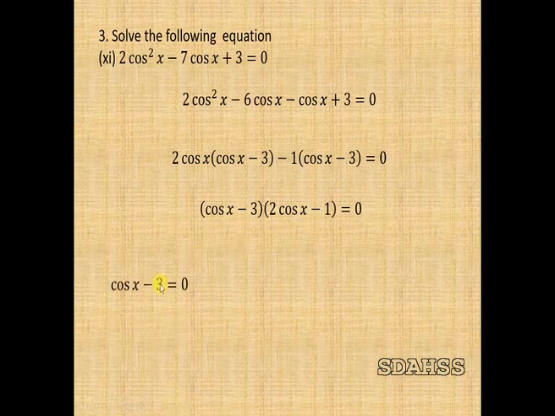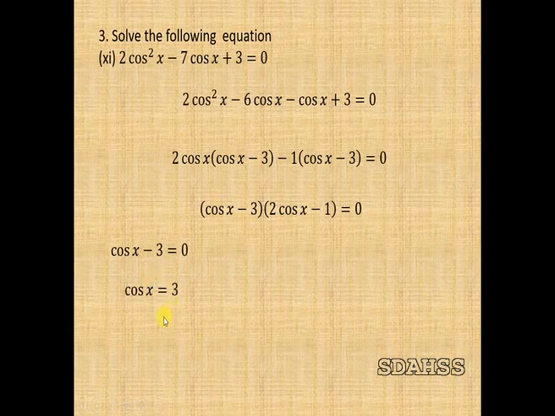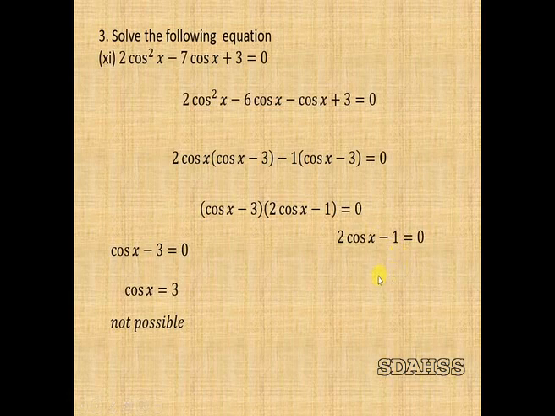The first factor is equal to 0, cos x minus 3 is equal to 0. Then cos x is equal to 3. This is not possible. Now the second factor is equal to 0, 2 cos x minus 1 is equal to 0, 2 cos x is equal to 1, then cos x is equal to 1 by 2. Cos x is equal to cos pi by 3. Pi means 180, 180 by 3 is 60. Cos 60 is 1 by 2.